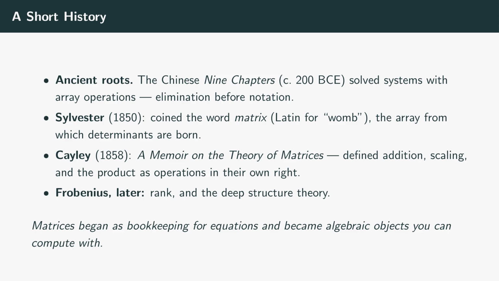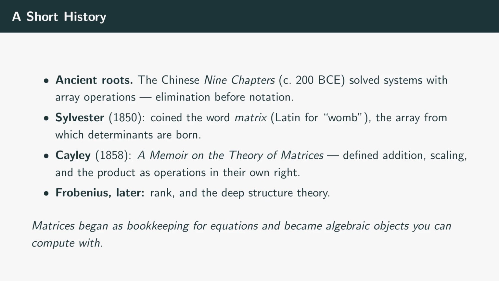A short history. The idea of arranging coefficients in a grid and operating on them is ancient. The Chinese classic, The 9 Chapters on the Mathematical Art, from around 200 BCE, already solved systems of equations by manipulating rectangular arrays of numbers, elimination, centuries before anyone wrote it as algebra. The modern story starts in the 1800s.